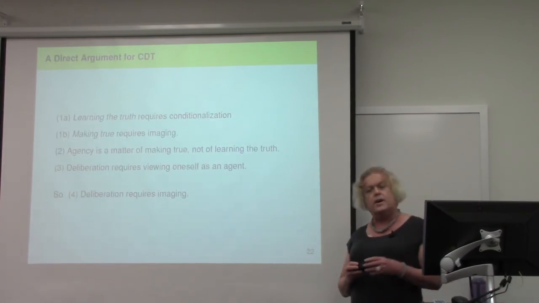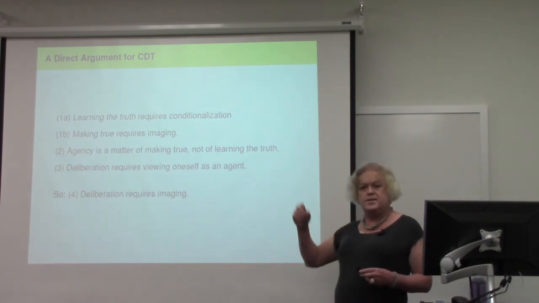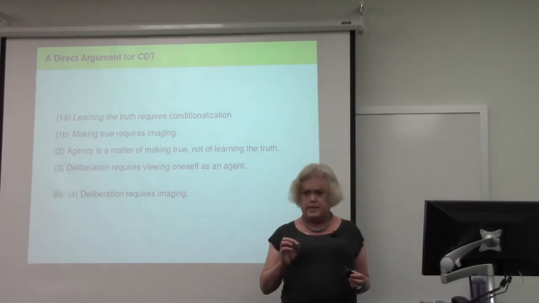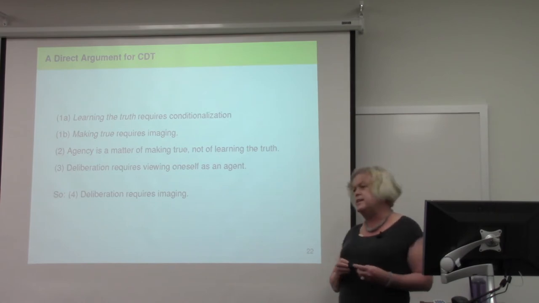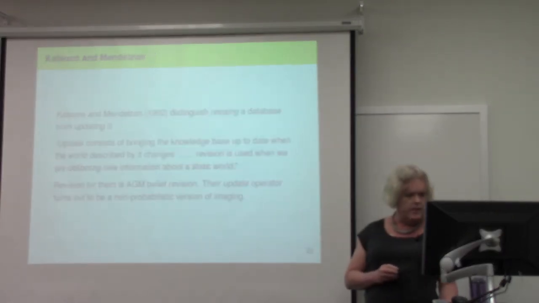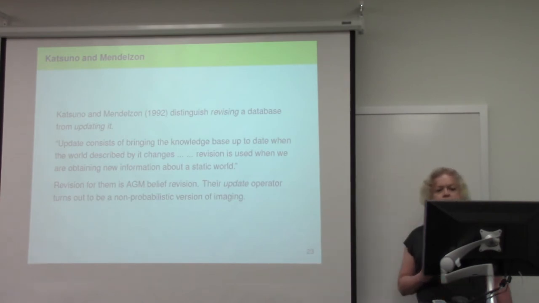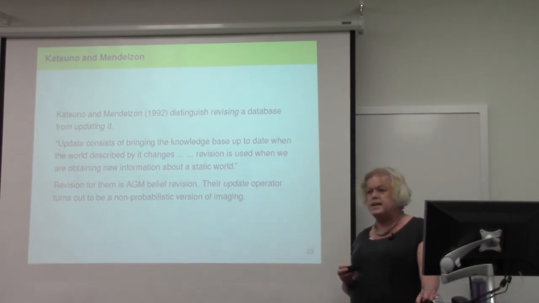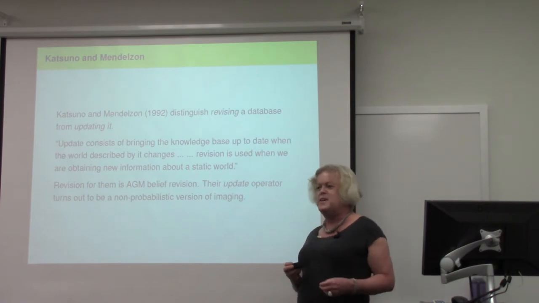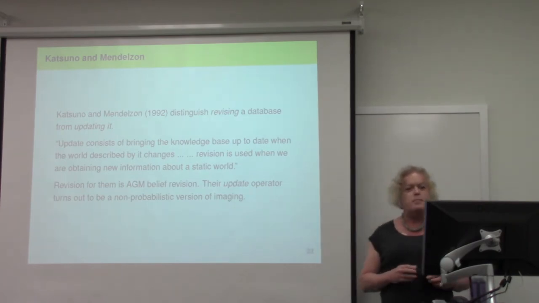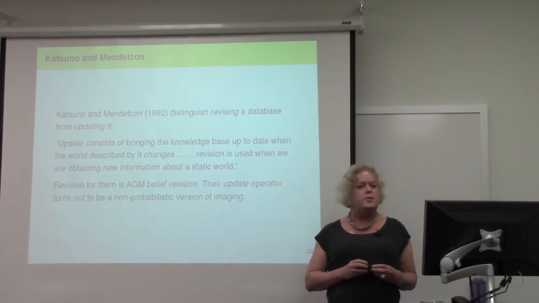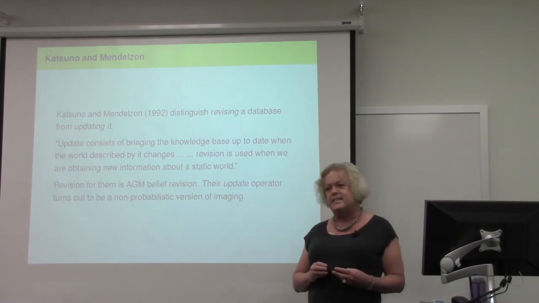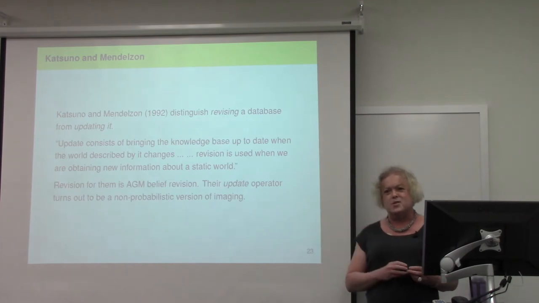I'm going to focus here on why we should think that 1B is true. Let me assume for the time being that agency is a matter of making true, and that deliberation requires viewing yourself as an agent. Why should we think that making true requires imaging? Well, there's an old 1992 paper of Katsuno and Mendelzon. They were computer scientists, are computer scientists, not philosophers, and this is a paper that probably deserves to be better known and more widely discussed in the philosophical literature. But they distinguish two ways in which you might adjust a database. One way is what they call revising it, and the other is updating it. I think the terminology is a little unfortunate, but that's what they said.